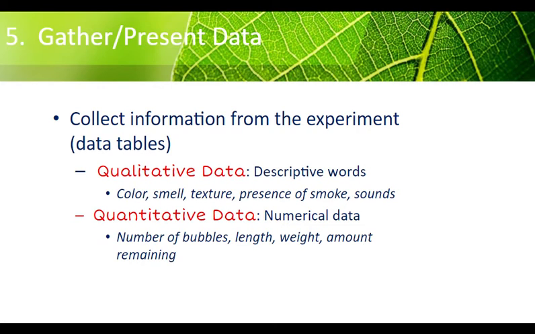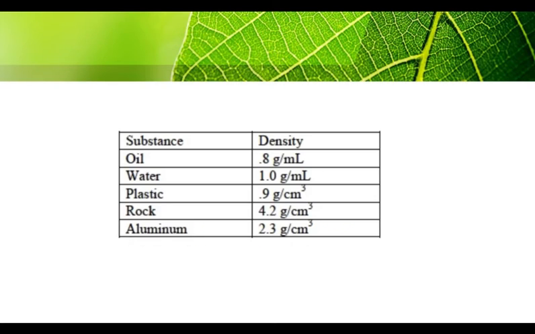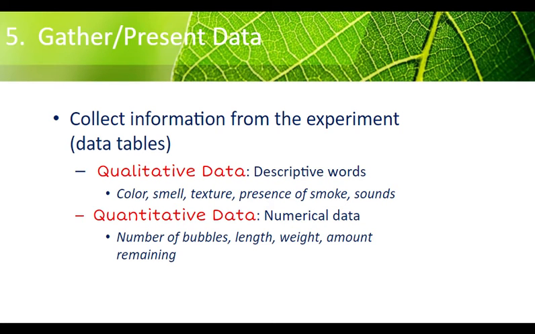Step 5, gather and present data. Your data, you can have 2 different types of data. You have qualitative data, which is usually descriptive words like color, smell, texture, the presence of smoke, sounds, things like that, things that you can pick up with your senses. Quantitative data is your numerical data. So maybe you're counting bubbles, measuring length, weight, or just counting something. Always involves numbers.